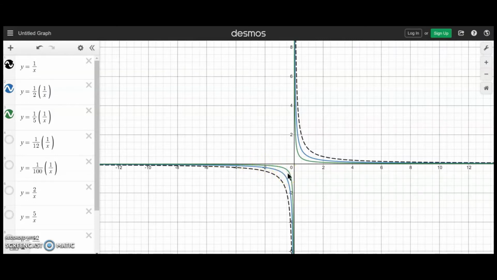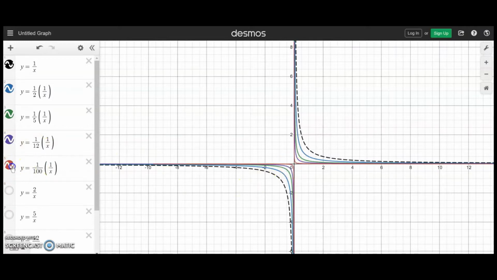And if you plugged in values for x, it might make sense. If you think about 1 over x, when x is 1, that's 1 over 1, so we get the point 1, 1. But when you have half of that, or 1 over 2x, then when x equals 1, y would be 1/2. If x equals 5, y would be 1/5. And you can see here is another one, 1/12. It's getting closer and closer.